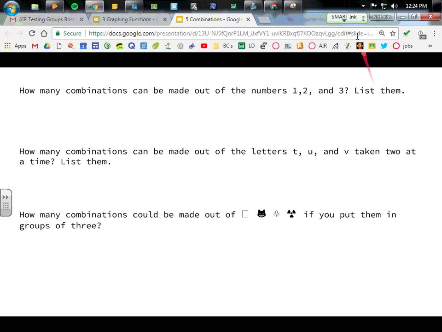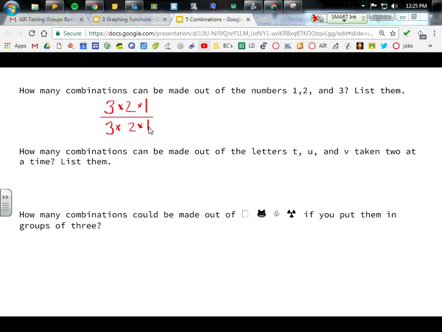A few more examples. How many combinations can be made out of the numbers 1, 2, and 3? List them. So notice it doesn't tell us to put this in a smaller group. All right, so we are making combinations out of all of our choices. So my largest permutation here would be 3 times 2 times 1, because we're talking about 3 different numbers. Doesn't matter what the numbers are here, we're talking about 3 of them. All right, and we're going to divide that by my smallest permutation, which just so happens to be the same 3 numbers, because we're not making a smaller group.